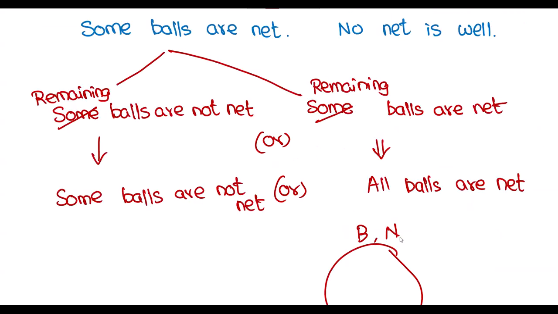That I'm mentioning here: some balls are net. If I go for this diagram, all balls are net, all net are balls. Whenever "all" is there, I can take "some" also. Some balls are net is also possible. So then here the issue will come.